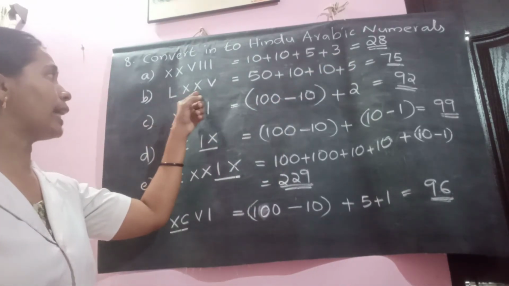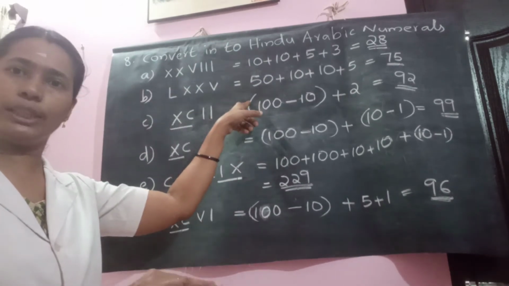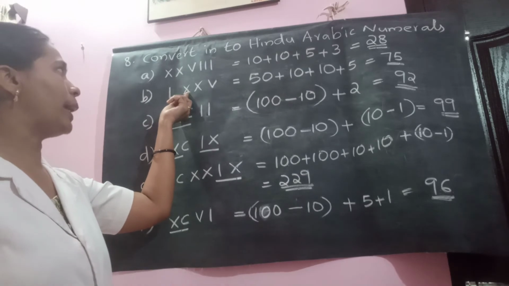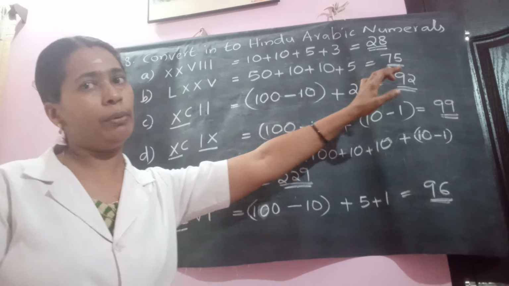Similarly, LXXV. Same as the previous one, big to small, no change. Add the values. 50 plus 10 plus 10 plus 5 equals how much? 75.